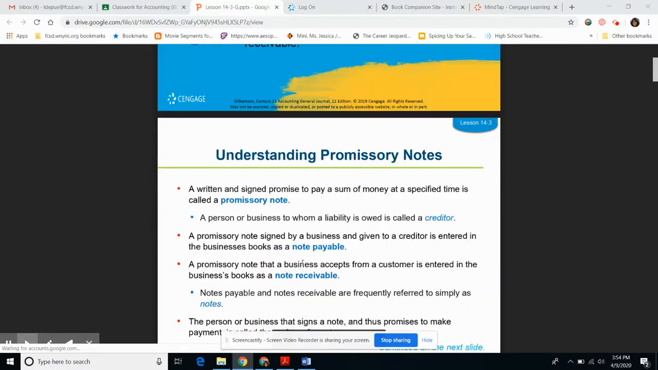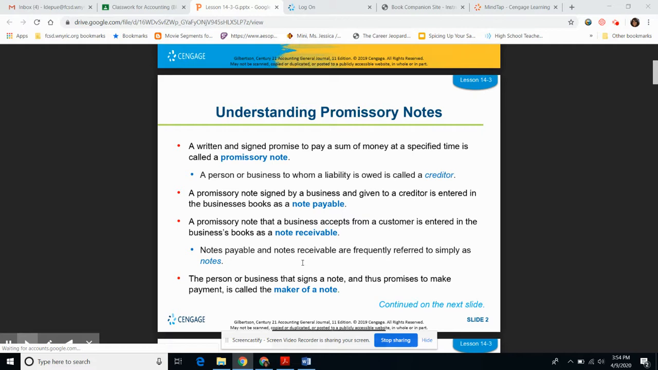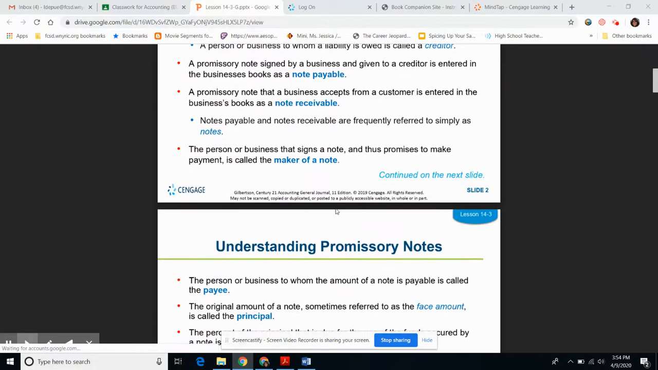There's a lot of new vocabulary words, both in the PowerPoint presentation and highlighted in our notes. But the main thing right here is that a written and signed promise to pay a sum of money at a specified time is called a promissory note, or basically an IOU. A promissory note signed by a business and given to a creditor is entered in the business books as a notes payable. So it's basically like using a credit card, but you're not really using a credit card. You're just making a promise to that business.